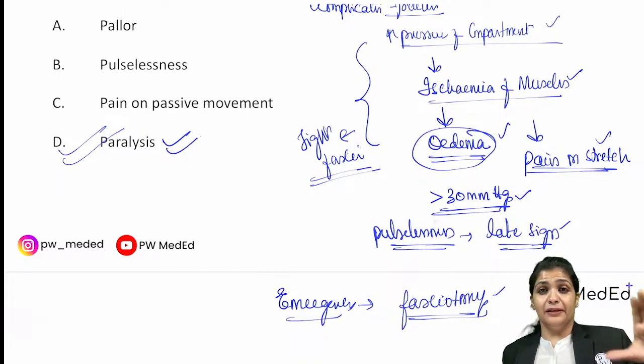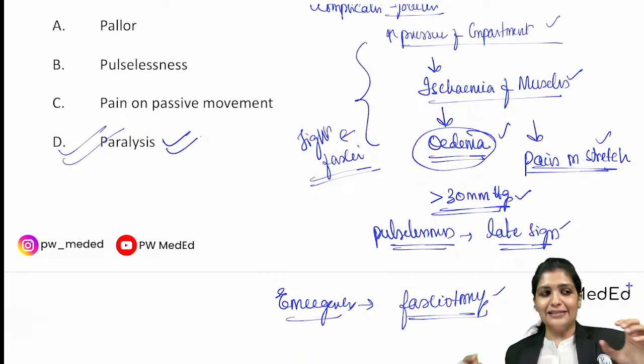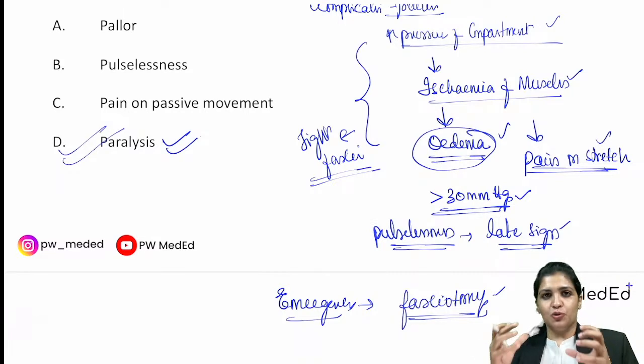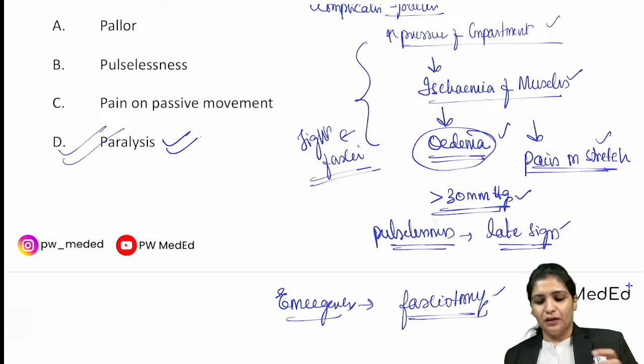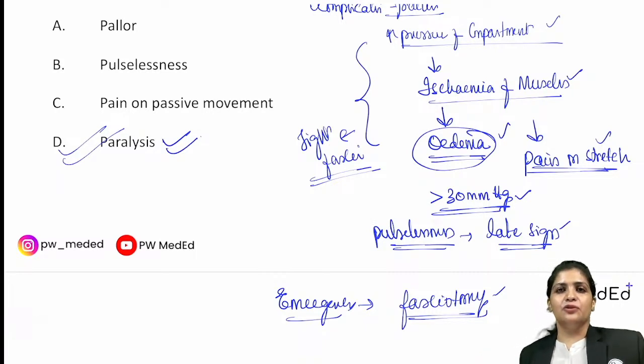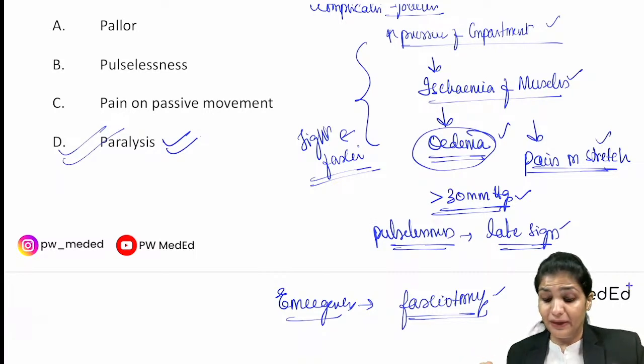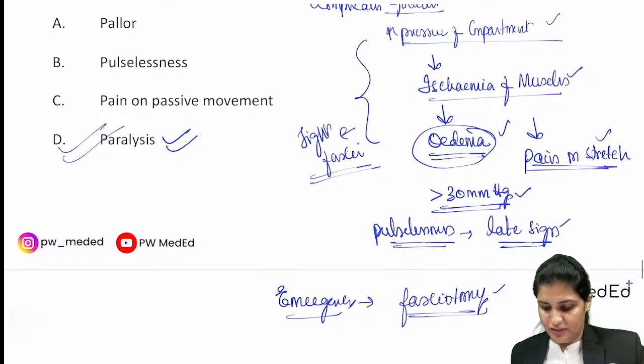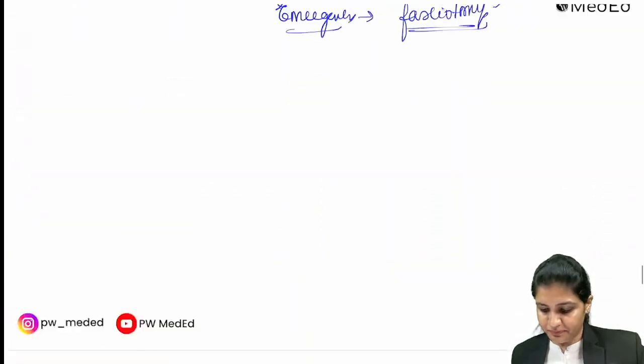Please remember that compartment syndrome is mainly based upon your clinical knowledge, right? This is a clinical diagnosis, and you have to be well versed with the procedure that we have to do at greater speed to protect your muscles. That is the fasciotomy.